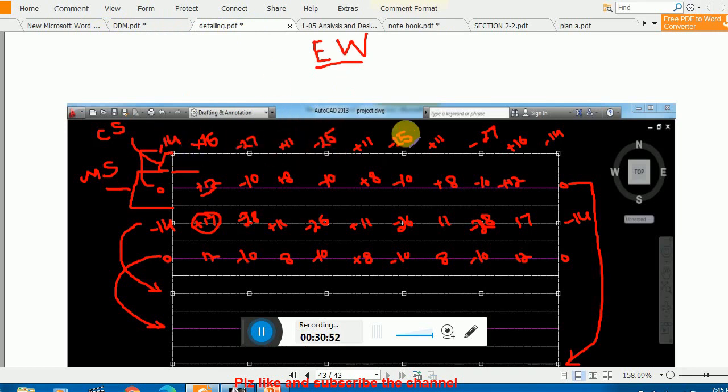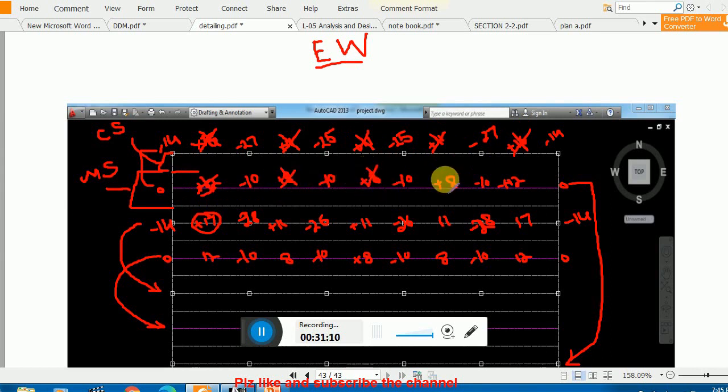Now ignore these values, okay. Ignore these values because we already designed for these moments, so you don't need to be confused with these values. We just did the calculation and provided the reinforcement for these moments, so you must get these, okay.